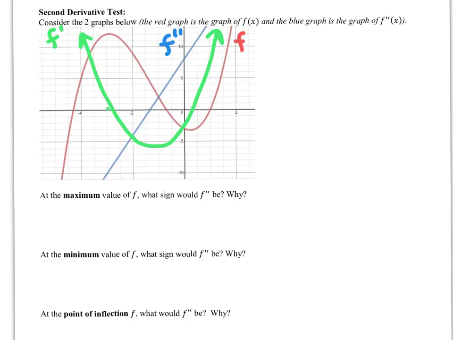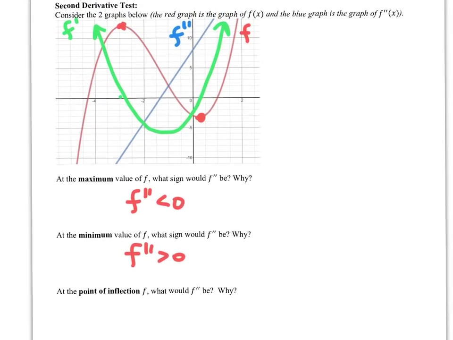On this slide we've got the second derivative test. Consider the three graphs below. The red one is f, the blue one is f double prime, and the green one is f prime. At the max value of f, located right here, I would expect my second derivative to be negative because the graph is concave down at that point. So again, I would expect my second derivative to be less than 0. At the min value, located right here, I would expect my second derivative to be positive, due to the fact that a min value implies the graph is concave up.